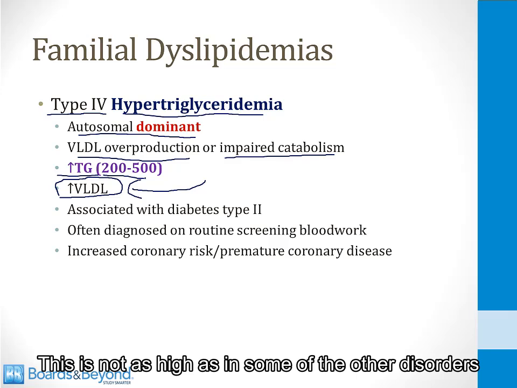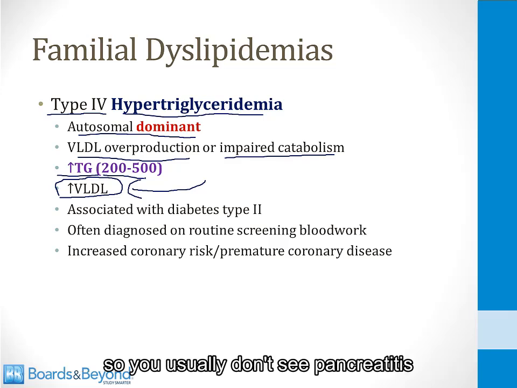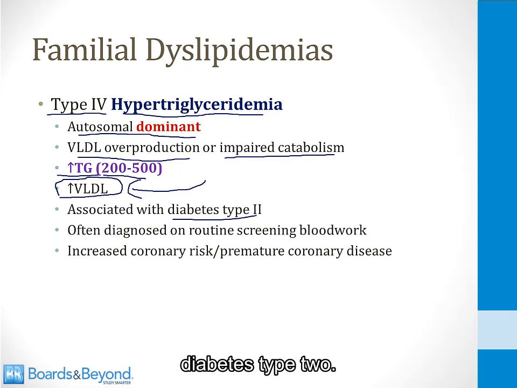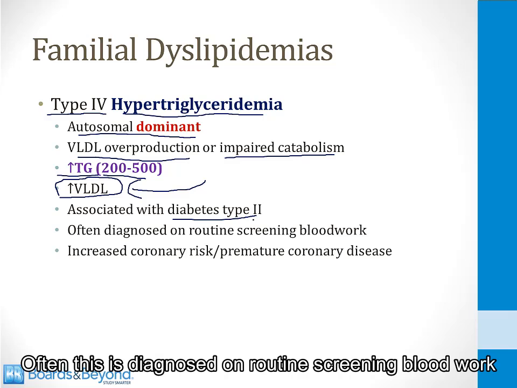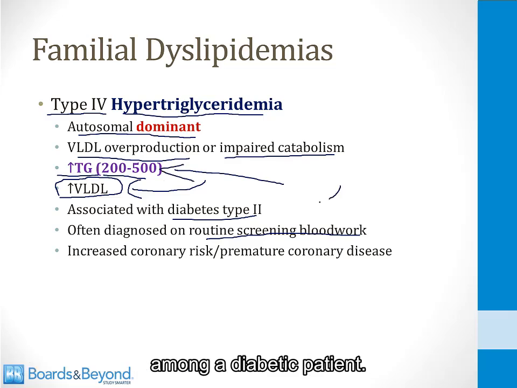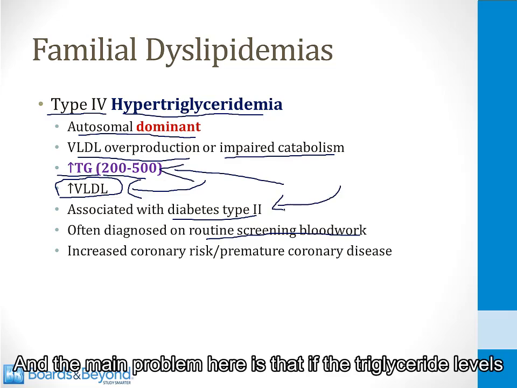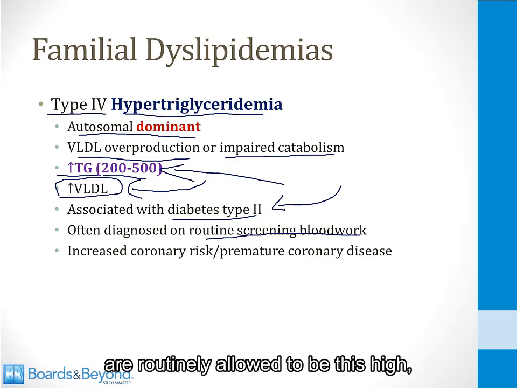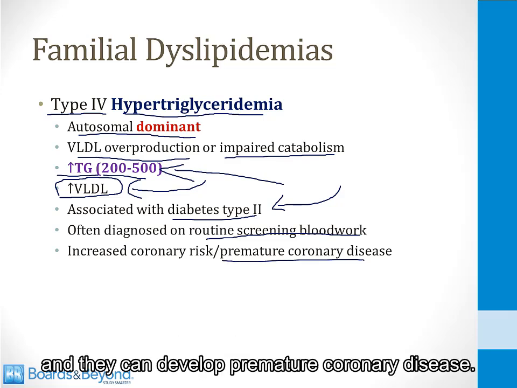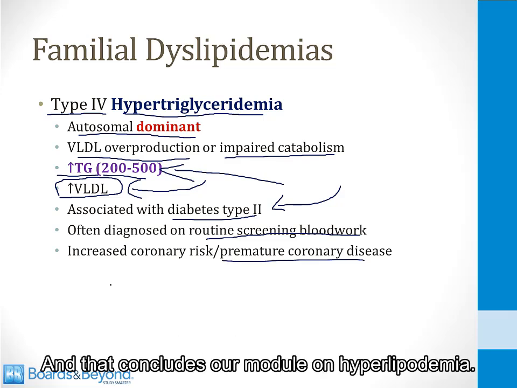This is not as high as in some of the other disorders, so you usually don't see pancreatitis in a type 4 dyslipidemia. This type of dyslipidemia is associated with type 2 diabetes. Most of these patients have diabetes. Most of them are also obese. Often this is diagnosed on routine screening blood work when it shows that the triglyceride levels are elevated in a diabetic patient. And the main problem here is that if the triglyceride levels are routinely allowed to be this high, these patients have an increased risk of coronary disease and they can develop premature coronary disease. And that concludes our module on hyperlipidemia.